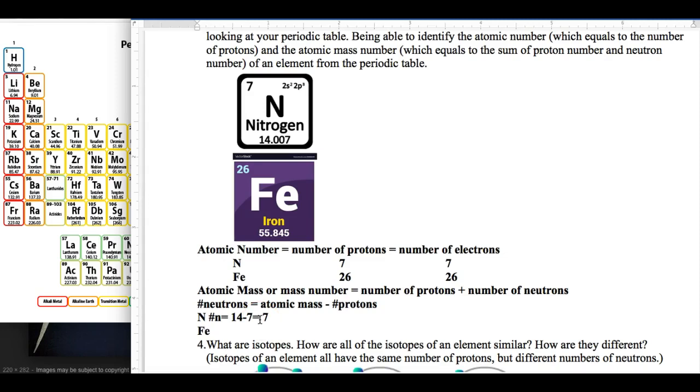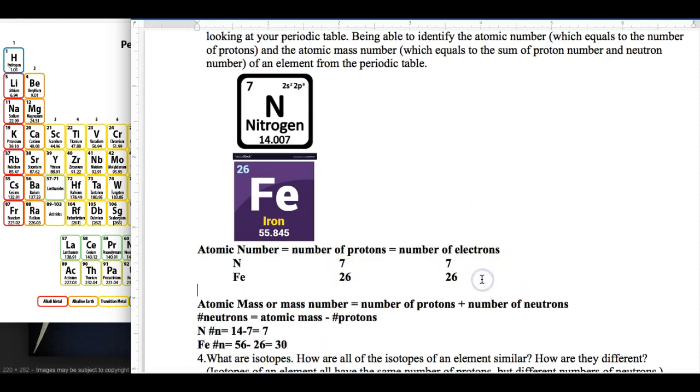Now, if we're looking at the number of neutrons for iron, that would equal this number right here. You want to round it, so you're going to round up. 56 minus 26 equals 30. So iron has 30 neutrons. As you can see in this case, the proton number, the electron number, and the neutron number for iron are not exactly the same, and that's okay.